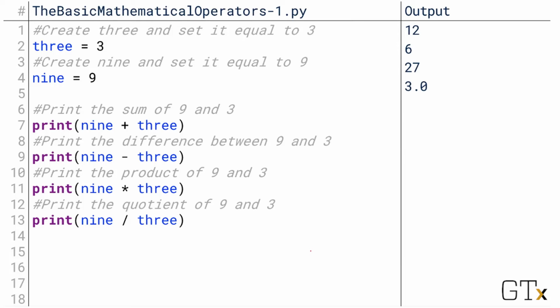The basic mathematical operators are addition, subtraction, multiplication, and division, and they work just about as you might expect. So here's some code to try it out, and note here we're doing something a little bit clever. On line 2, we're creating a variable named 3 and giving it the value 3. On line 4, we create a variable named 9 and assign it the value 9.